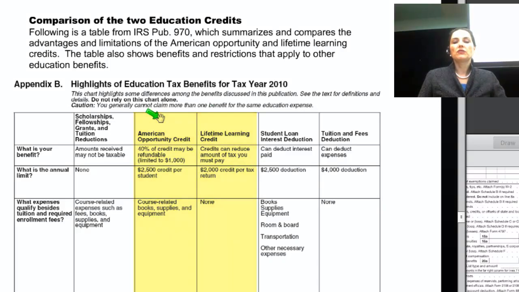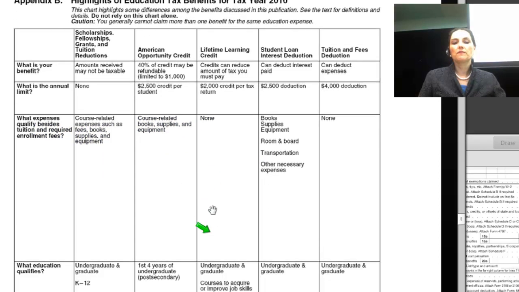So firstly, for the American Opportunity Credit, what is your benefit? Well, 40% of the credit may be refundable, limited to $1,000. Under the Lifetime Learning Credit, the credit can reduce your tax, but it does not generate a refund that is greater than your tax. What is the annual limit? $2,500 of credit per student for the American Opportunity Credit, and a total maximum credit of $2,000 per tax return for the Lifetime Learning Credit. What expenses qualify besides tuition and required enrollment fees? Well, for the American Opportunity Credit, you can claim course-related books, supplies, and equipment, and for the Lifetime Learning Credit, there are no additional costs allowed.